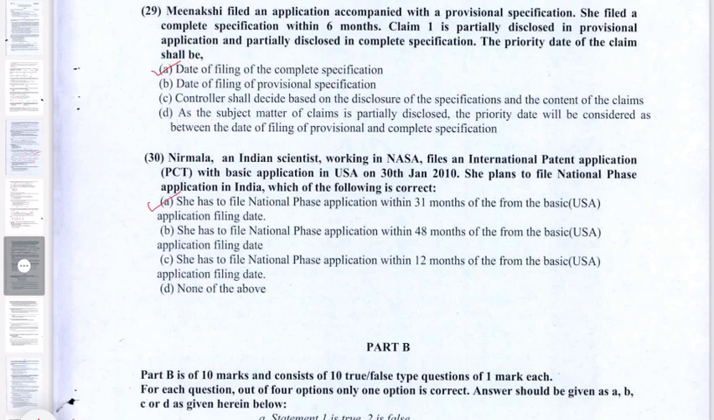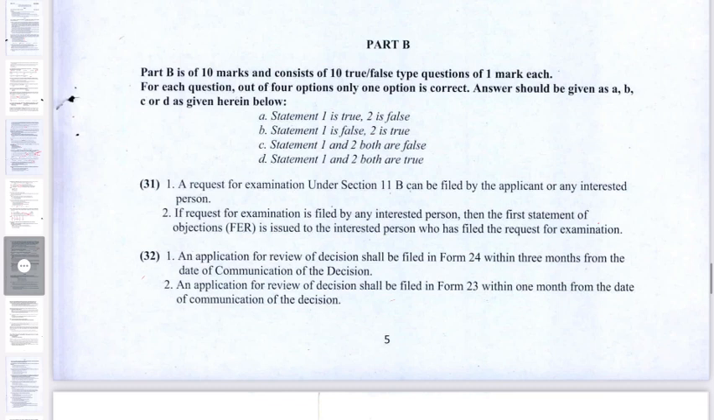So here we complete part A of the 2022 paper and we will proceed to part B now. Part B is for 10 marks and consists of 10 true or false type questions for 1 mark each. So each question has 4 options, only one option is correct and the answer should be given as A, B, C or D. So question number 31.